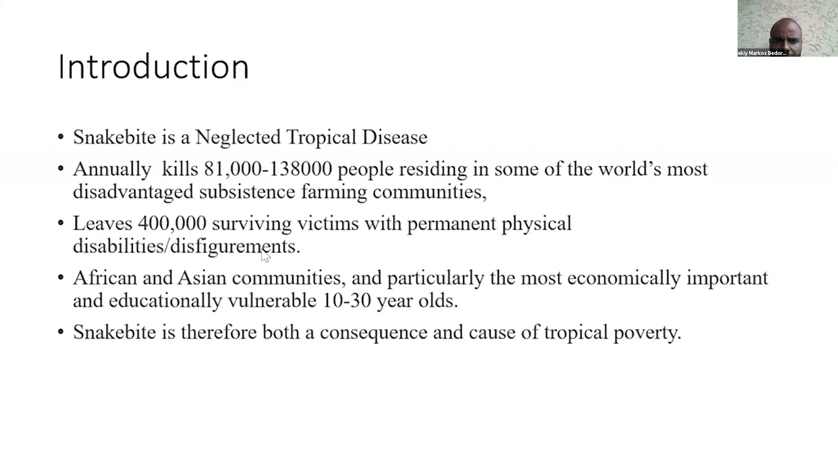Snakebite is a neglected tropical disease, and it annually kills around 138,000 people worldwide. The surviving victims suffer permanent physical disabilities, some disfigurement, and some physiologic derangements. In Africa and Asia, the most economically impoverished communities are most vulnerable to these attacks. And snakebite is both a consequence and a cause of tropical diseases.